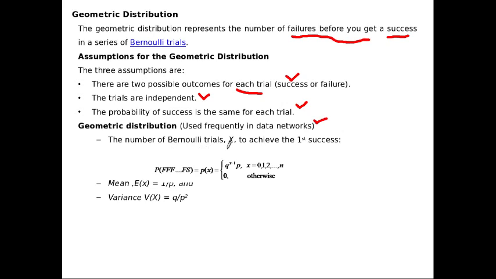The number of Bernoulli trials x to achieve the first success is given by P of x equal to q raised to x minus 1 and p raised to 1. So, q raised to x minus 1 is nothing but the x minus 1 failures, p raised to 1 is the first success, where x equal to 1, 2, 3 and so on up to n, and it is 0 otherwise. The mean of the geometric distribution is given as 1 divided by p, and the variance is given by q divided by p square.